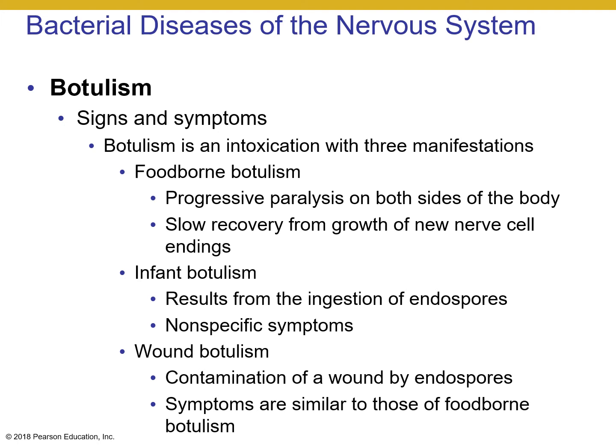Let's look at bacterial toxin diseases. What we're seeing in botulism is that this is an intoxication. Intoxication, that means toxins are produced. And there are 3 types of botulism. You had foodborne, and this causes progressive paralysis on both sides of the body, and this can be very deadly if it's left untreated.